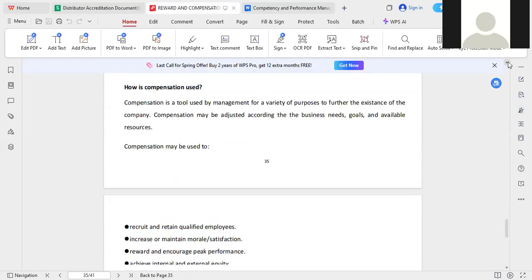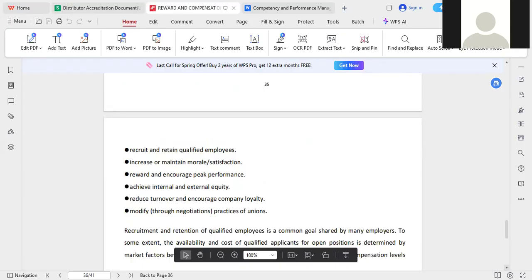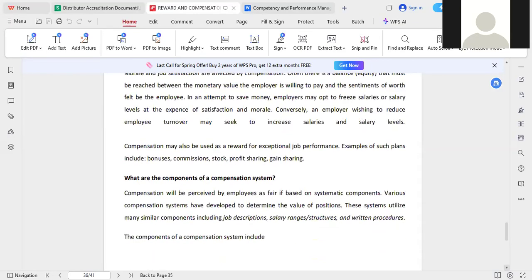How is compensation used? Compensation is a tool used by management for a variety of purposes. Okay, we've talked about that. It's used for recruiting and retaining, to increase the number of employees, to reward and encourage peak performance, to reduce turnover, and to modify, through negotiations, practices within the organization and system.